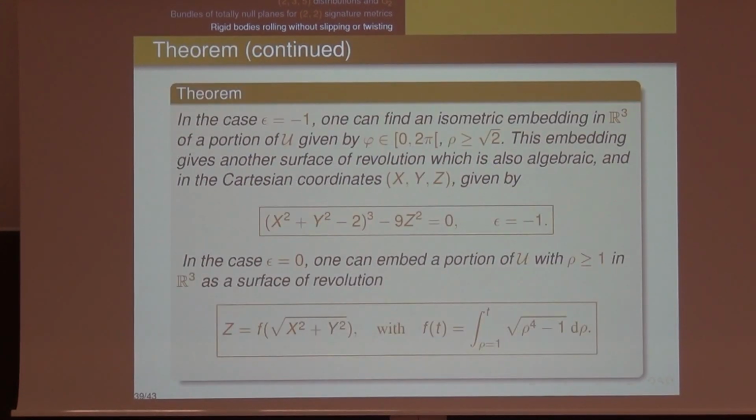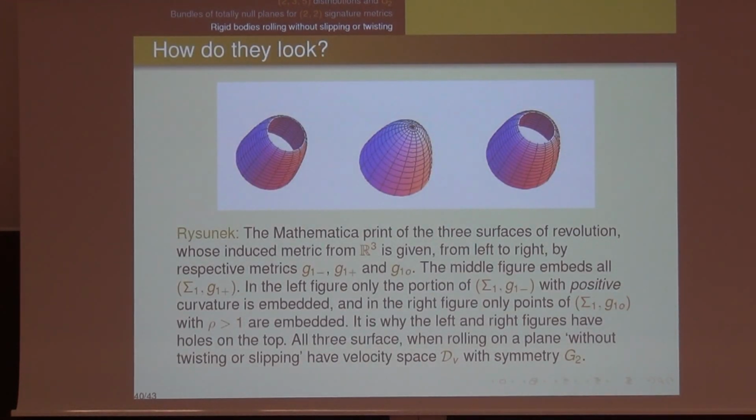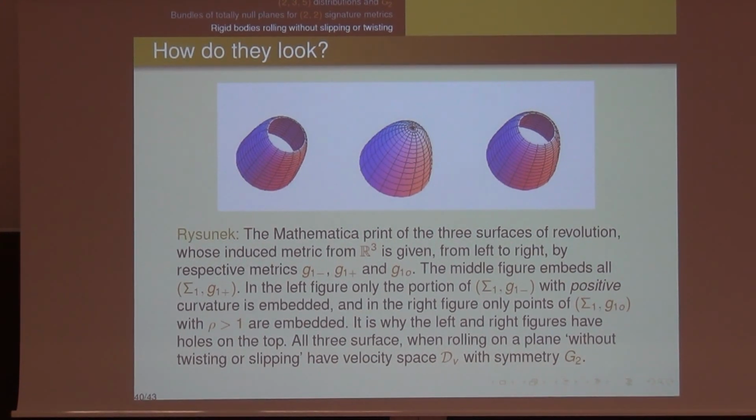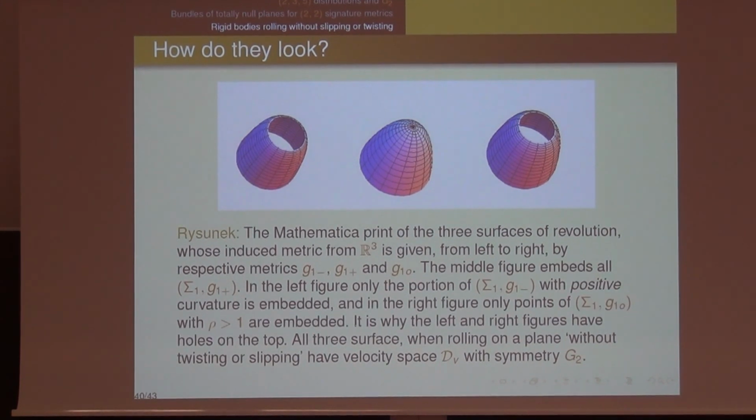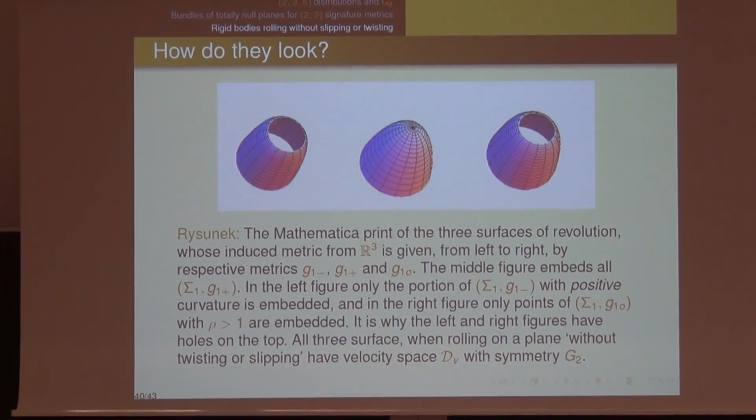How do they look? They look boring. I don't know what to do with them. I asked my friend Ian Anderson what to do with these surfaces that rolling on a plane have G2 symmetry. He told me, slice them and just call some tire company, because they roll without slipping or twisting with highest symmetry, and they should be very good for them. So when we just got these surfaces, it was sort of a surprise, especially for Robert Bryant.